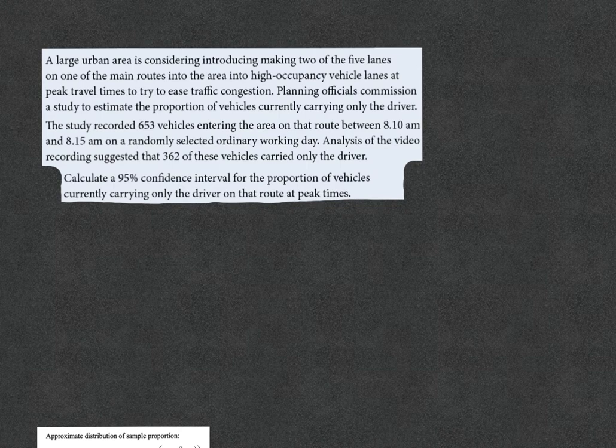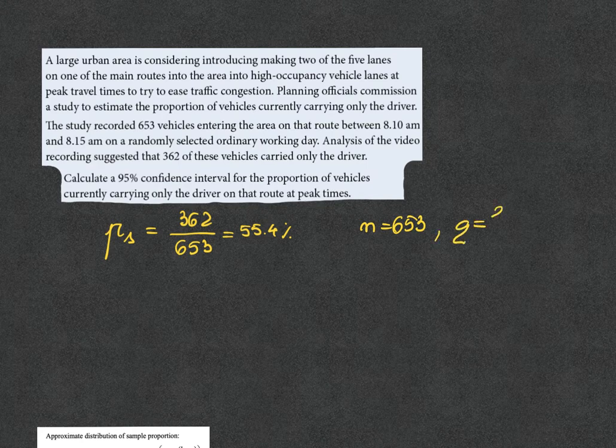I want you to pause the movie and read it yourself. From the data, the proportion from the sample, let us call it PS, is 362 over 653. So it's 55.4%. And the sample size is 653. And Q, the probability of a fail, is 291 over 653. Please notice that these two add up to 1, and this one is QS, specific for the sample.